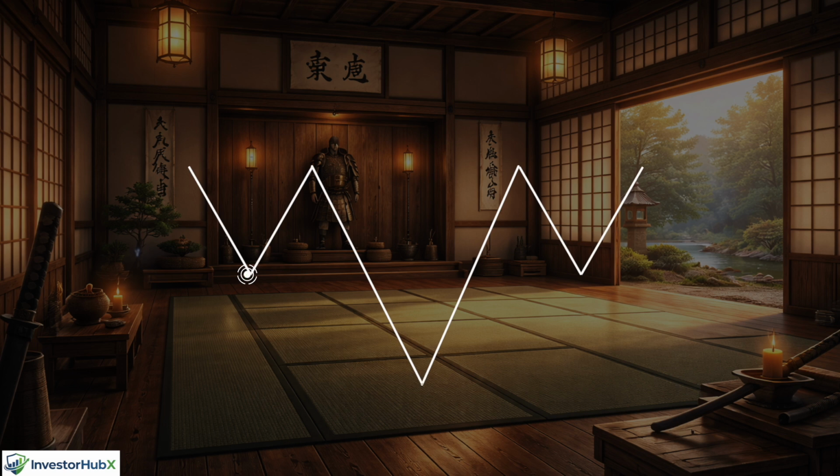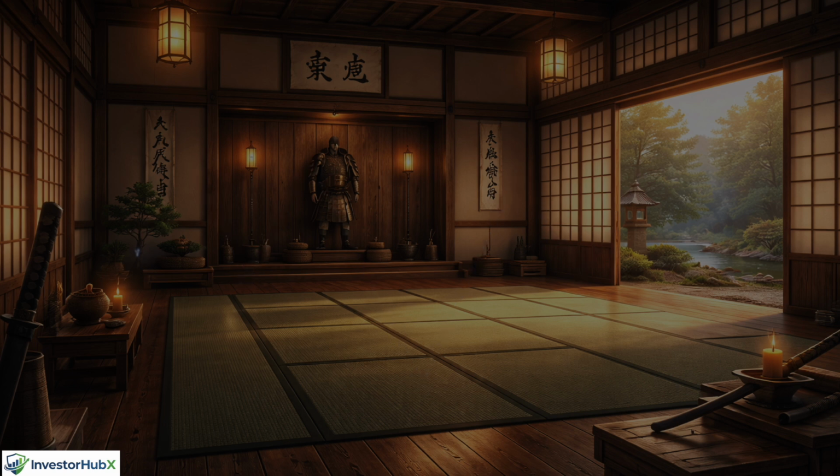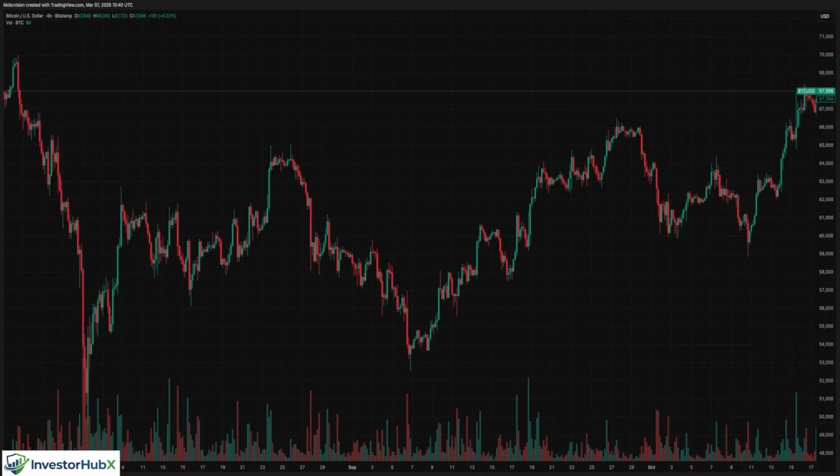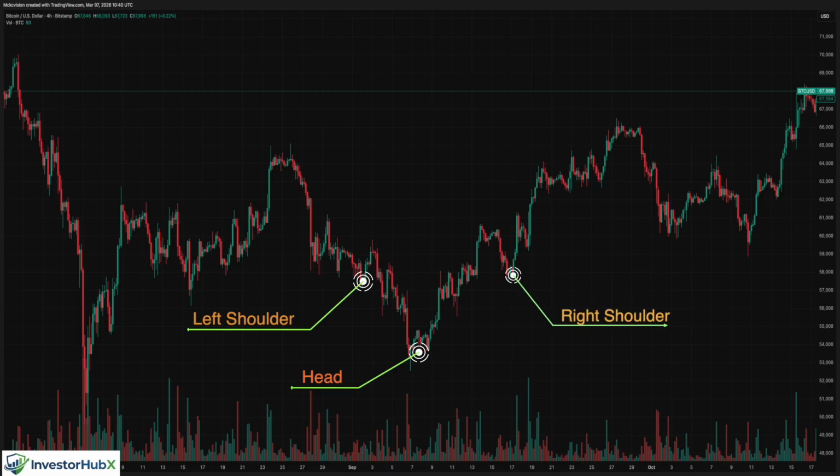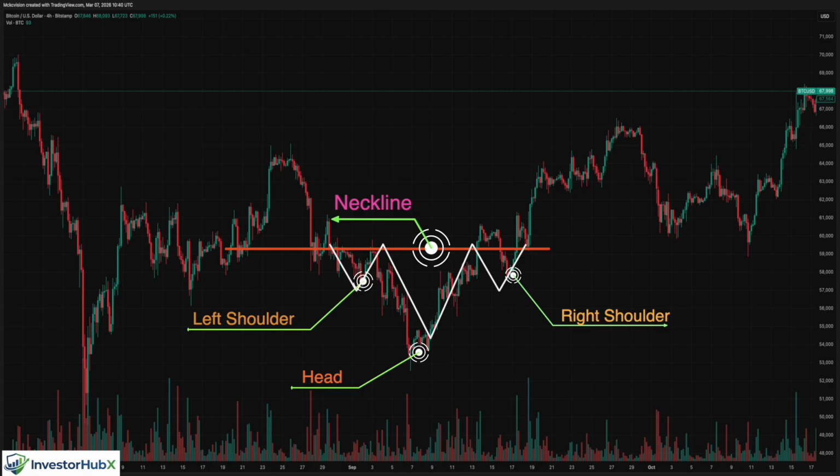Now, let's take a look at how this pattern appears on a real chart. This is Bitcoin on the 4-hour time frame. Can you see the inverse head and shoulders pattern forming on the chart? The reversal point on the left forms the left shoulder. The lowest point in the middle forms the head, and the reversal point on the right forms the right shoulder. The resistance level connecting these highs is called the neckline. When the price breaks above the neckline, the pattern is considered complete, and the market often moves sharply higher.